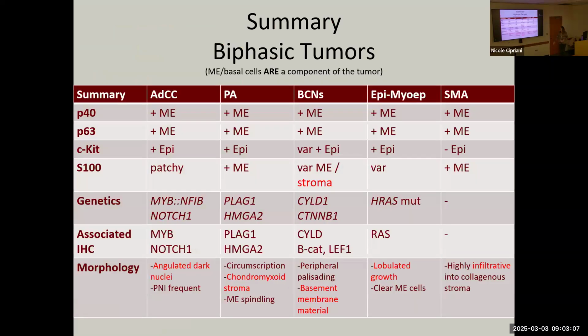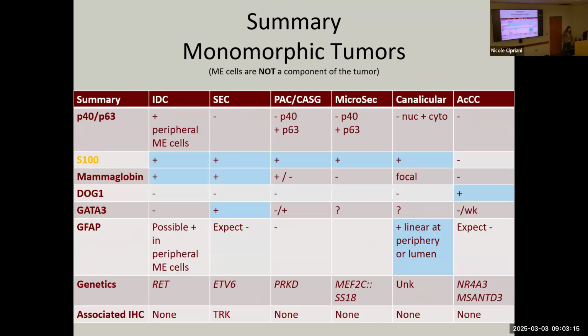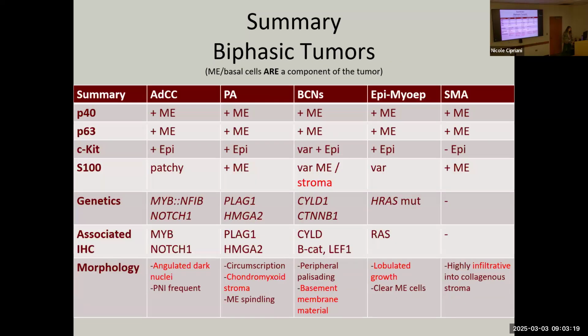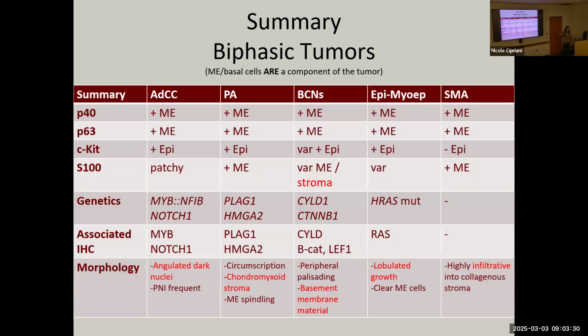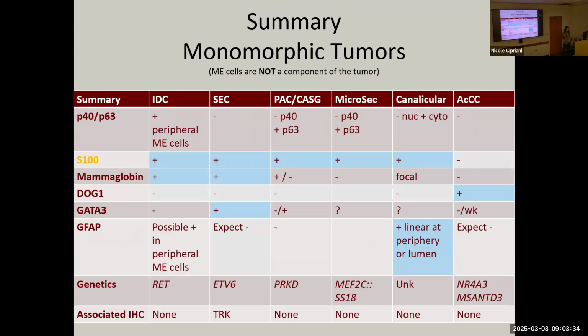As I promised, the summary of your biphasic neoplasms versus your monophasic neoplasms and how they line up immunophenotypically and genetically. So I will leave this for you to peruse. But when you're dealing with an unknown, this can be very helpful to sort it out and see what immunos might be helpful to you, because I don't tend to use a lot of immunos in my salivary glands.